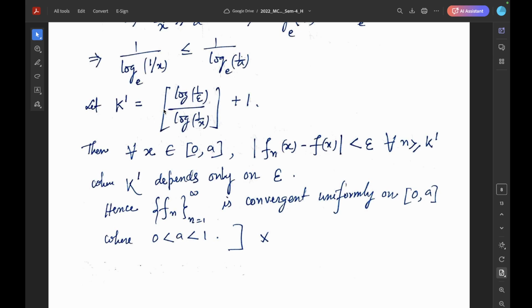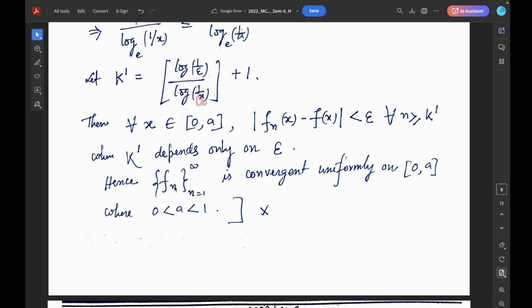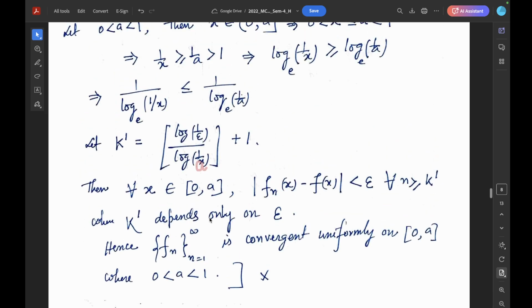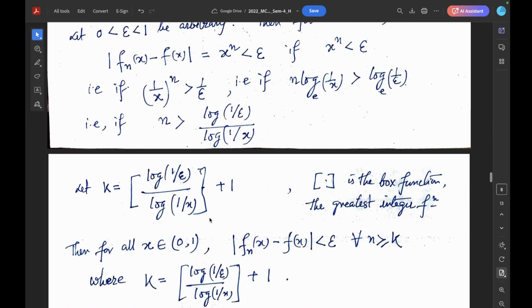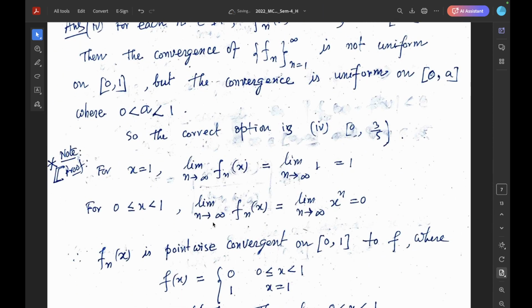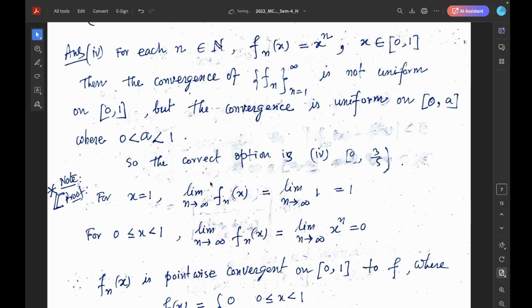Sorry, this is not x, this is a. No x here, a is constant here. So this is not x in the log of 1 by x to the base e. So k dash depends on epsilon. Epsilon is a variable, an arbitrarily chosen, positive small quantity. Hence, this sequence of functions fn is convergent uniformly on this closed interval 0 to a, where 0 less than a less than 1. But it is not necessary to prove this for a 2 marks MCQ.